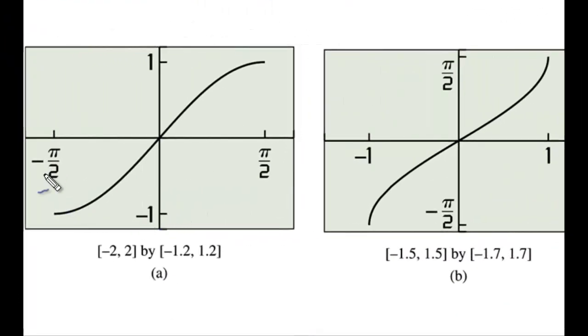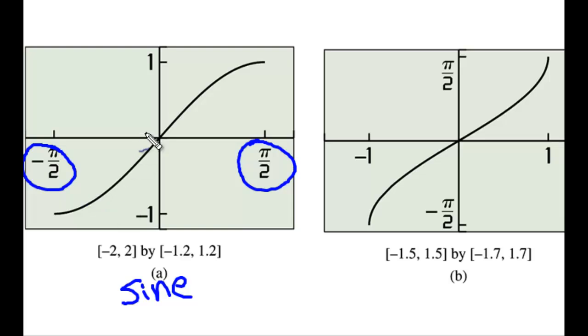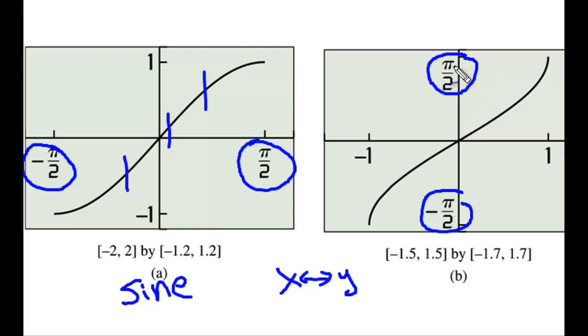So if we decide we're going to restrict the domain between negative pi over 2 and pi over 2, and this is the sine function, it is a function by the vertical line test. And to find the inverse, remember, we switched the x and the y. So our x went from negative pi over 2 to pi over 2. So now our y will go from negative pi over 2 to pi over 2. This is our inverse of the function.